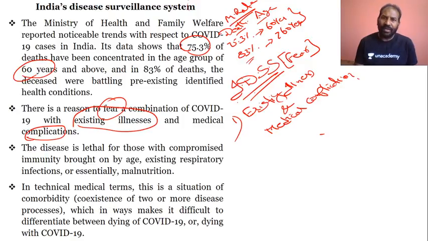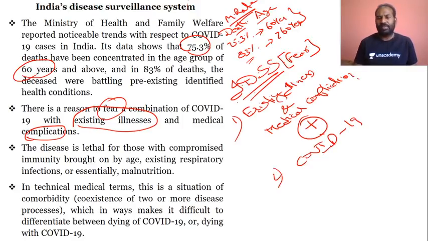So now we are worried about the Indian disease surveillance system. There is a fear. Why? Because of existing illness and medical complications, and along with this, the second factor, COVID-19. Please do understand. Along with the existing illness and medical complications, in combination with the COVID-19 pandemic.